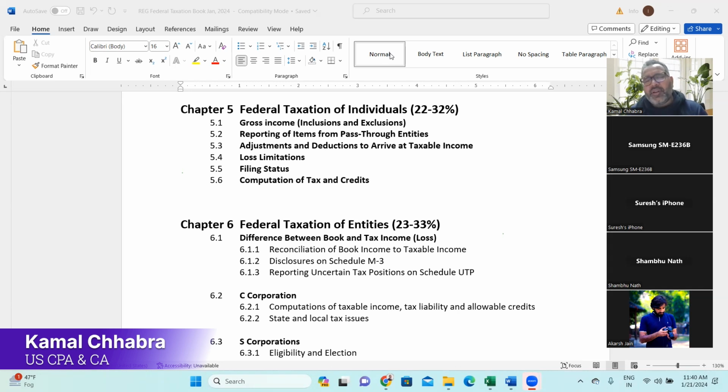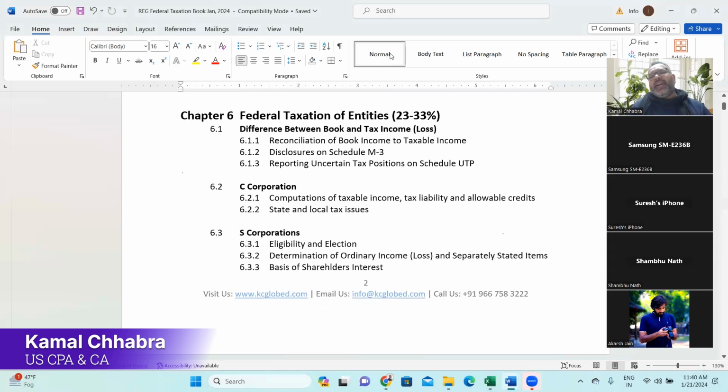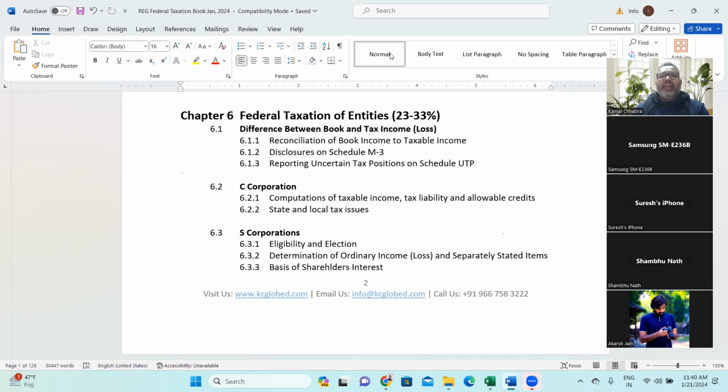In the first chapter there is a lot of new learning, but the second chapter, I'm sure you are all exposed to it: business law, agency laws, and everything. But the fifth chapter will be a great and new learning experience for each one of us. The last chapter is Federal Taxation of Entity. Entity can be a sole proprietorship, partnership, LLP, LLC, C corporation, and S corporation. So first we'll be understanding the difference between book and tax income, because the reconciliation will go between book and taxable income along with the tax return.